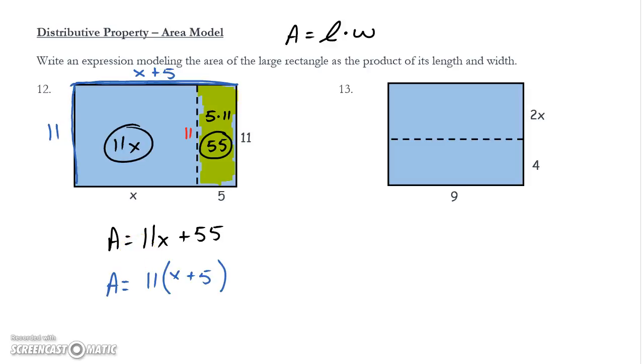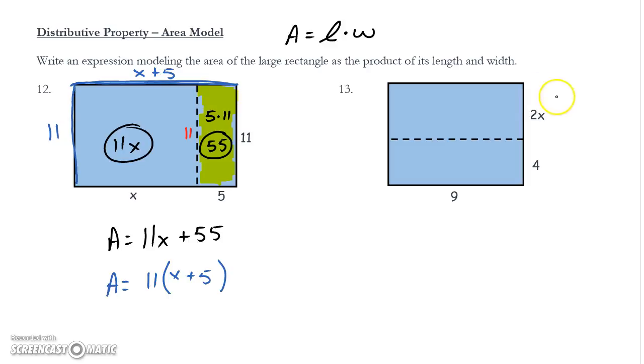Now if you look, if I were to use the distributive property here, 11 times x is 11x. 11 times 5 is 55. So it's just two different ways of solving and finding the area if I'm given a rectangular problem this way.